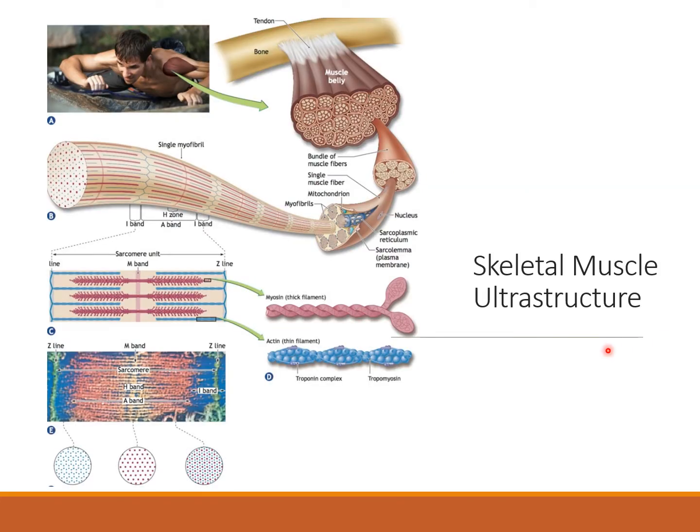So here's the skeletal muscle ultrastructure. We've already seen this. We know that this is a muscle fiber, and then we know we have these myofibrils in here, right? So if we break this down, we have our actin filaments, which are these thin blue ones, and then we have our myosin filaments, which are these thicker pink filaments with the arms on them.